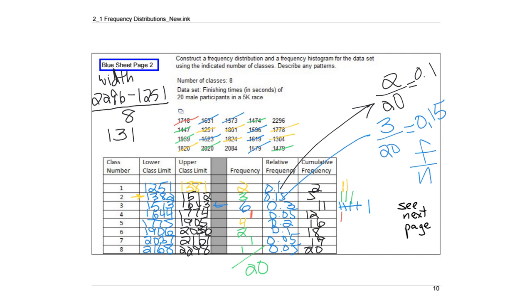Okay, so I went ahead and filled in the frequencies for you. If we change those to percents, we have 10%, 15%, 30%, 5%, 20%, and so on. Remember, these show us what percent each class is of the total. The way we find that is take the frequency over the sample size.